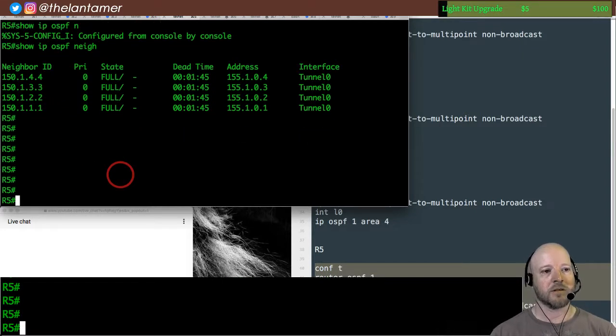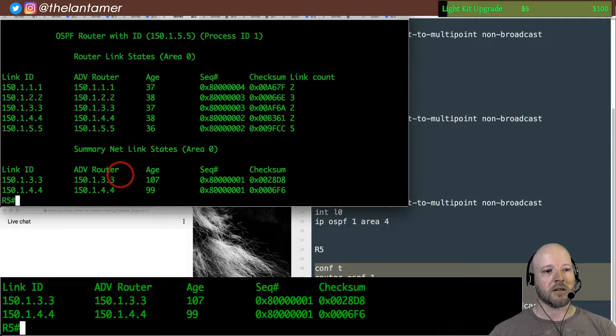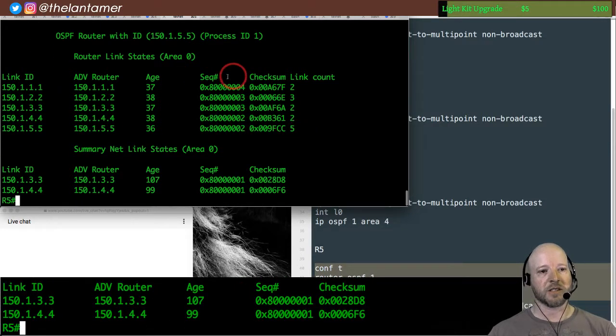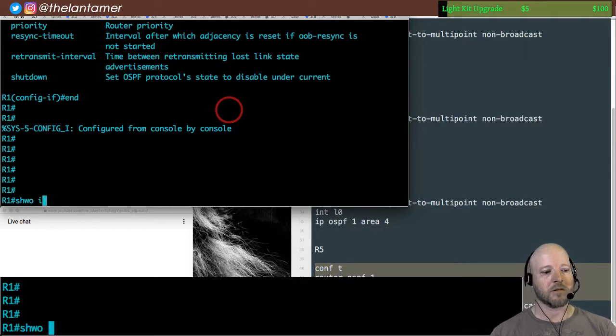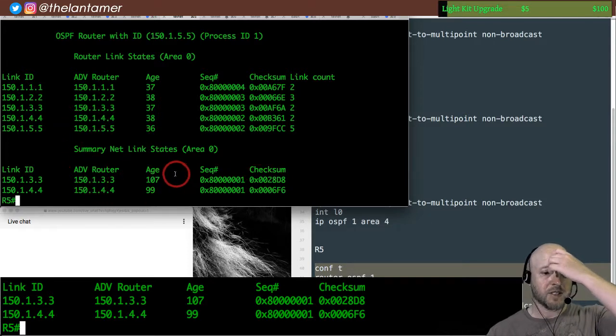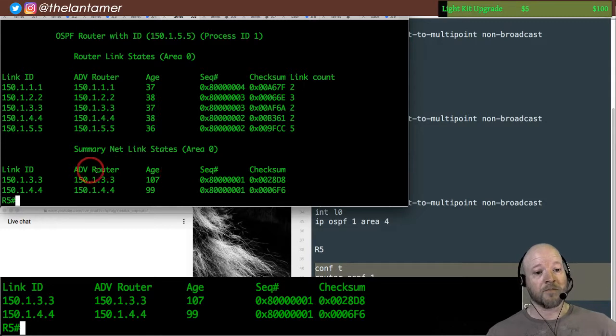Good deal. So now let's do show IP OSPF database. All right, this should be interesting. So this should be the shared database between all, this area 0. Okay, these should all agree. Yeah, except for the age will be different, right? And then we have, okay, we have these network link states.